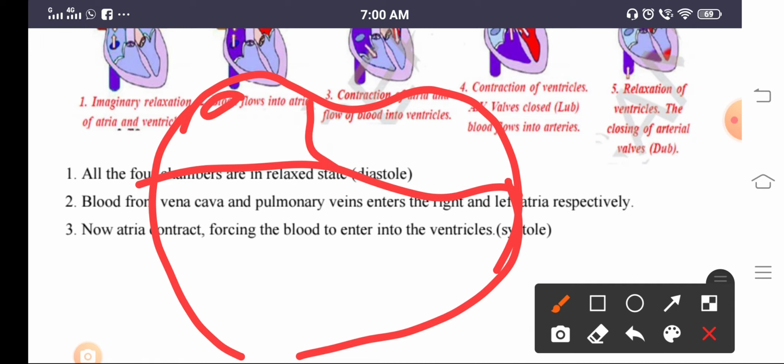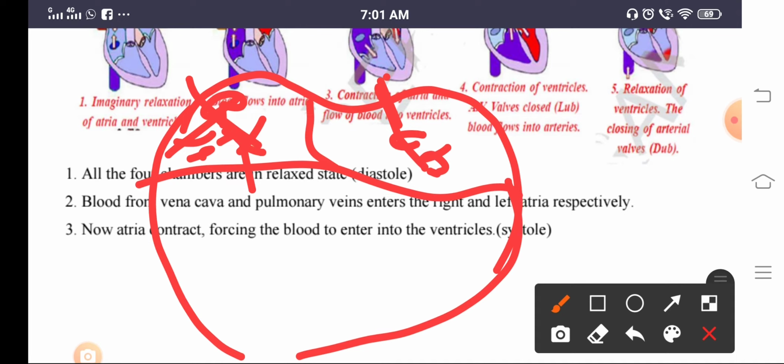This is the right auricle. Here DOB is there. Here OB is there. So these chambers will contract. This chamber also contracts. So the right auricle will contract, and the left auricle will contract.